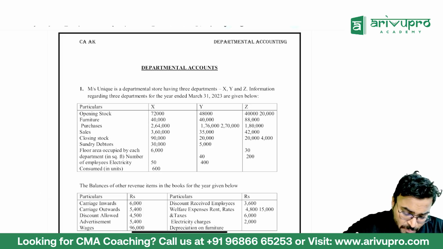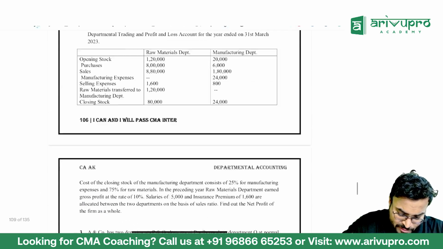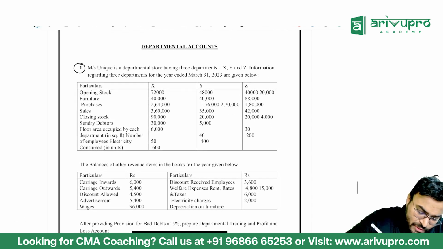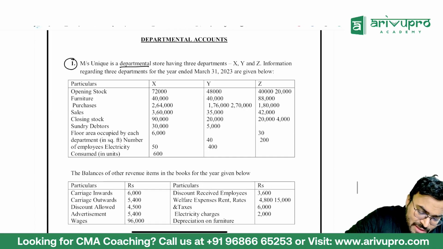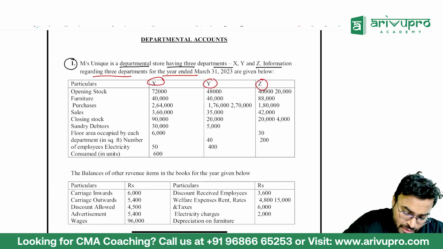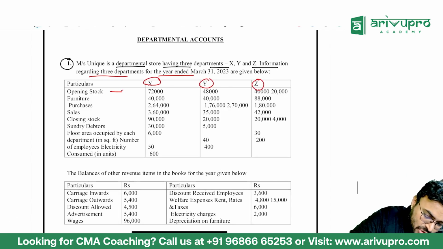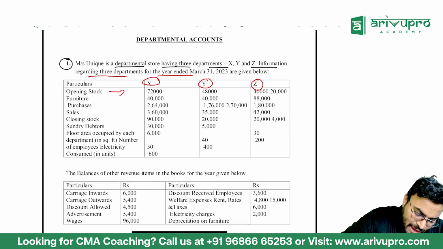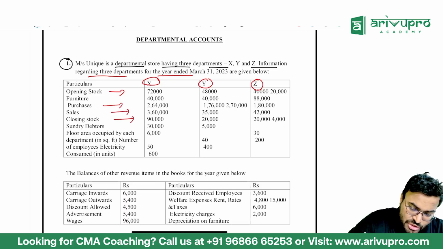Okay, very easy topic. Let's quickly look at a few questions. Okay, a couple of questions should be sufficient. Now, see over here. Unique is a departmental store having three departments X, Y and Z. Information regarding three departments are given X, Y, Z. Whatever information is there, opening stock, directly you will put it to trading account. Purchases you will put it to trading account, sales you will put it to trading account and closing stock you will put it to trading account.